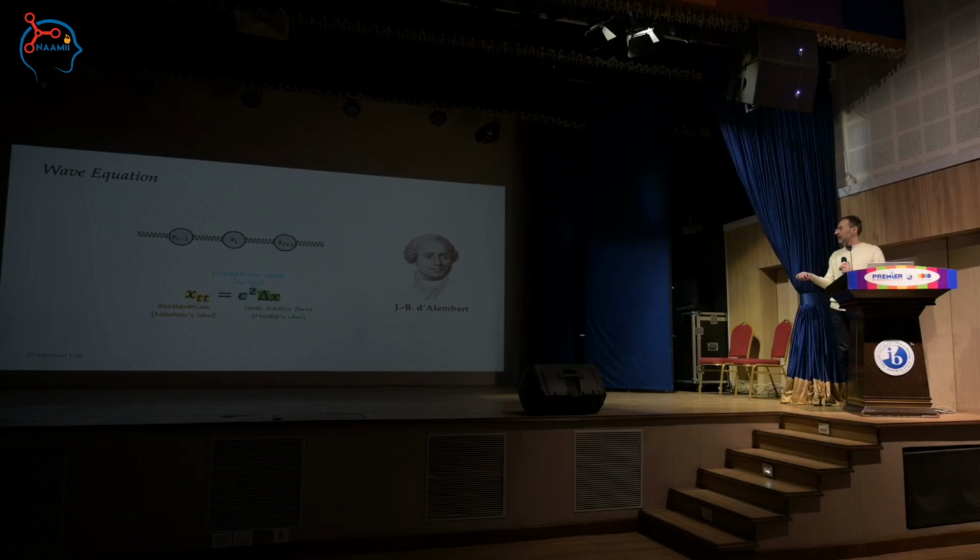So what is written here, the second-order derivative, that's the acceleration. What is encoded here is Newton's law, which tells us that the acceleration is proportional to the force. The force here is the elastic force that comes from Hooke's law. And the propagation speed here, c squared, is the proportionality coefficient. And again, the local elastic force is the difference between myself and my neighbors, which is captured by the Laplacian, right?